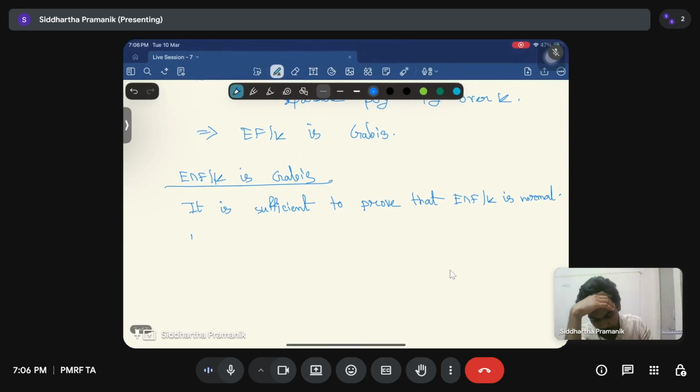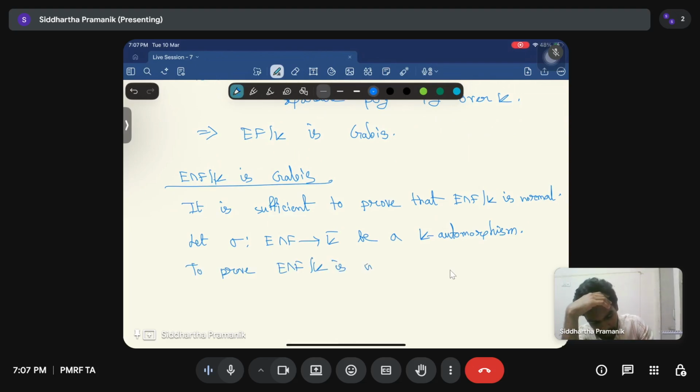Okay, so let sigma from E intersection F to K bar be a K automorphism. Now what do we have to prove? To prove E intersection F over K is normal, we have to show sigma of E intersection F is contained in E intersection F.